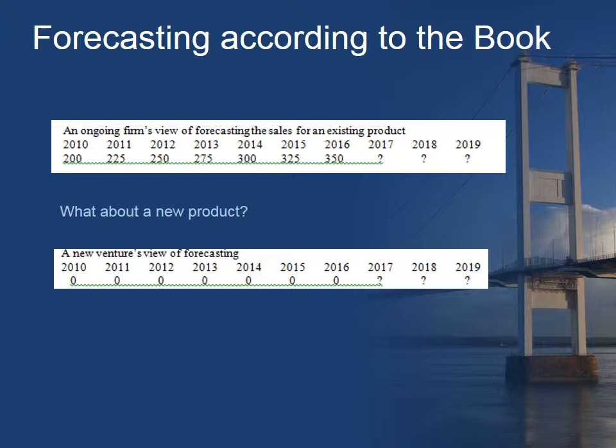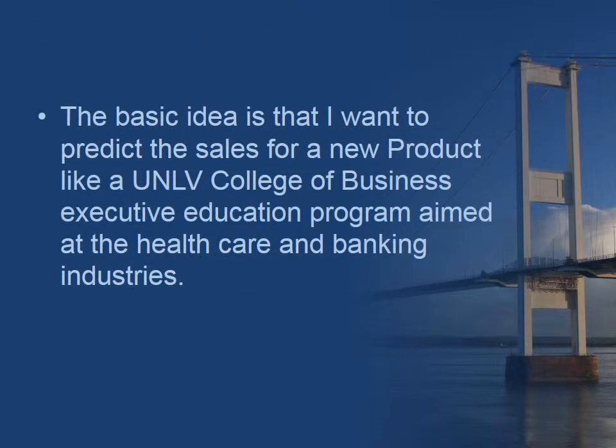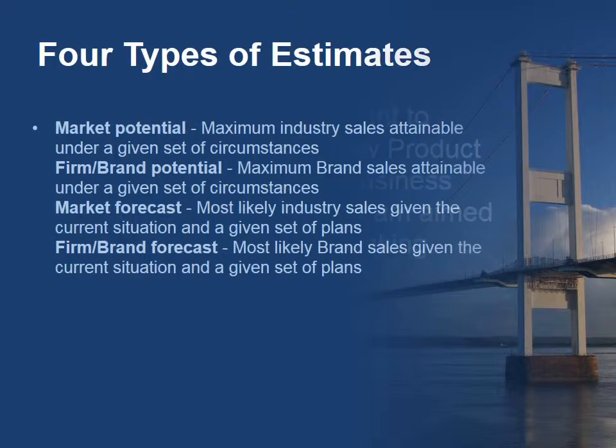But what happens if it's a new venture? Well, then of course it's much more difficult. The basic idea is I want to predict the sales of a new product, like a UNLV College of Business Executive Education program aimed at the healthcare and banking industries. Well, there would be 4 kinds of estimates that I might want to have.